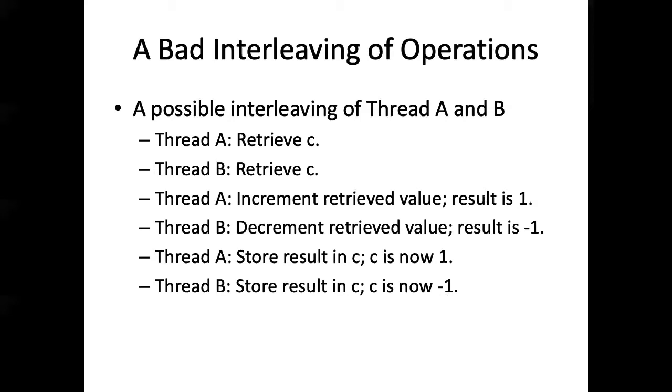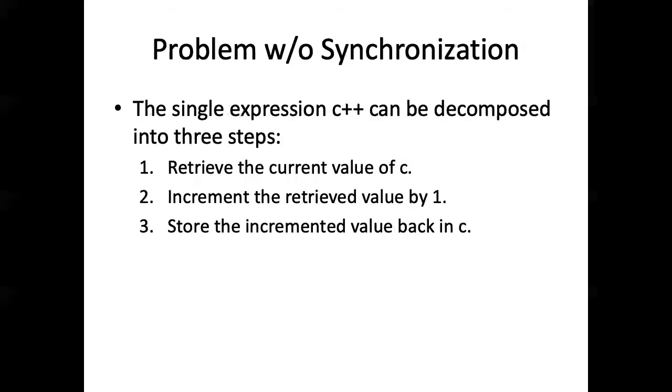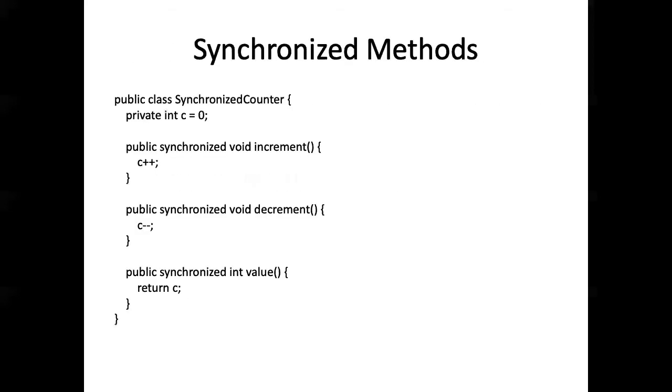The result should have been 0 because A incremented C and B decremented C, so the final result should have been 0, but it's not, it's -1. And that's because of the contention for the same resource and the fact that the two were interfering with each other's operation. So this synchronized method stops that kind of contention.